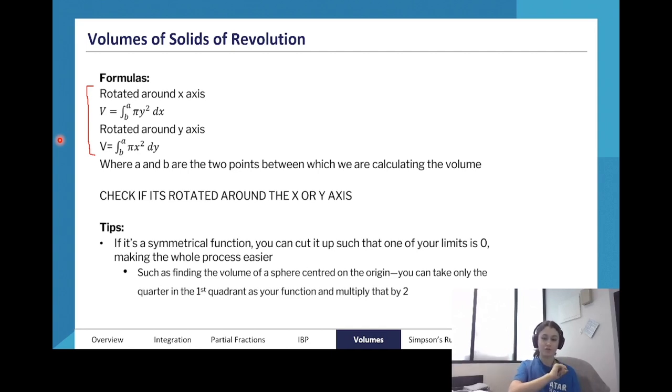Especially if the question just says like rotate on the x-axis, like circle it in your pen or something. I don't know. Maybe it's just me. I just always made that mistake.